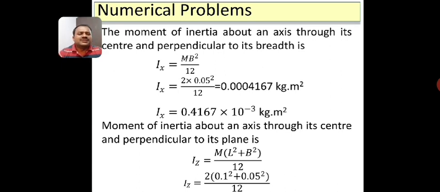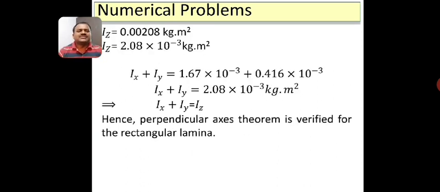Next, the moment of inertia of the same lamina about an axis through its center and perpendicular to its plane. So this particular axis we are considering is perpendicular to both the axes which are there in the plane of the lamina. So the moment of inertia Iz is given by m into L square plus B square divided by 12. Here m is 2, L is 0.1 and B is 0.05. Substitute it and simplify. You will get the answer as 0.00208 kg meter square or 2.08 into 10 raised to minus 3 kg meter square.